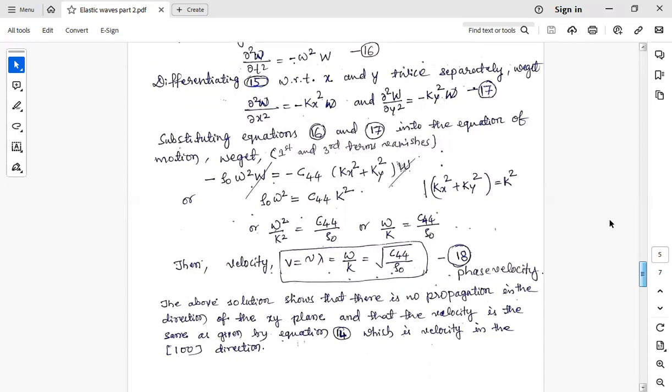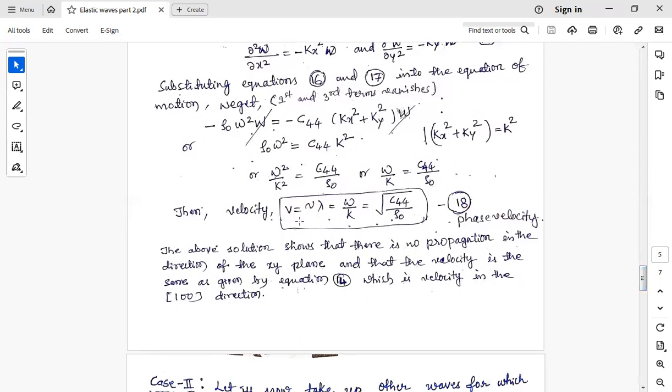Then the velocity by definition, v is equal to f lambda or nu lambda. And here this is given by omega by k, and this is equal to, so here root has to be written. Slight mistake is there. Take note of this. So omega by k is equal to root of C44 divided by rho naught, because omega square by k square is equal to C44 by rho naught. When you take root on both sides, this becomes omega by k. Omega by k is equal to root of C44 divided by rho naught.